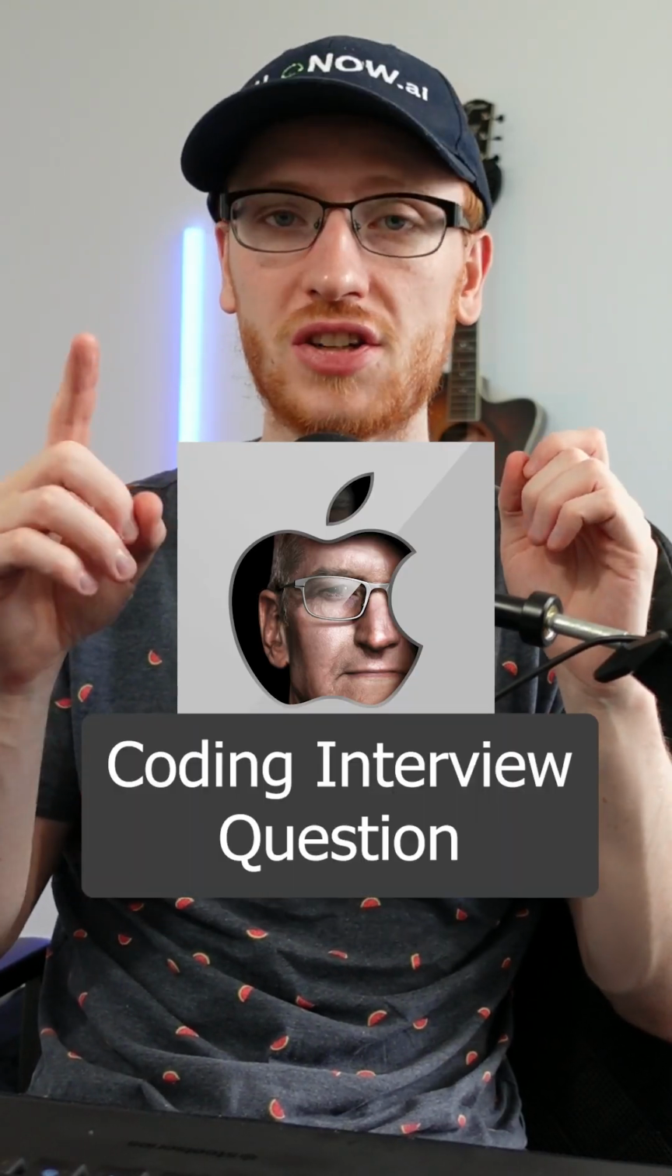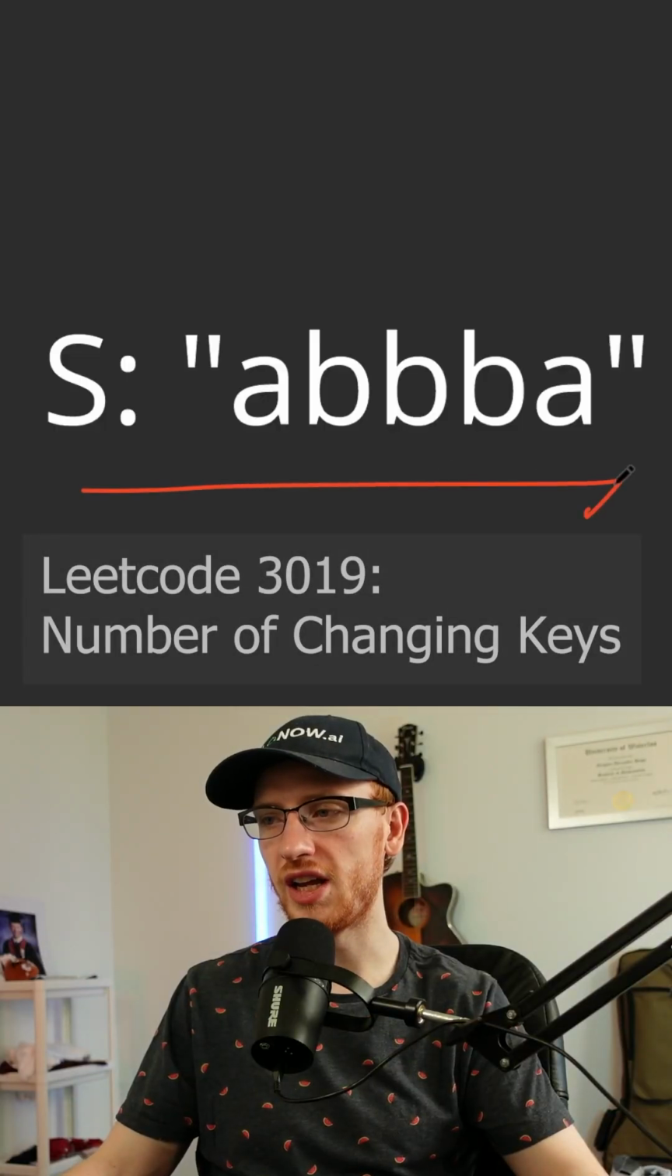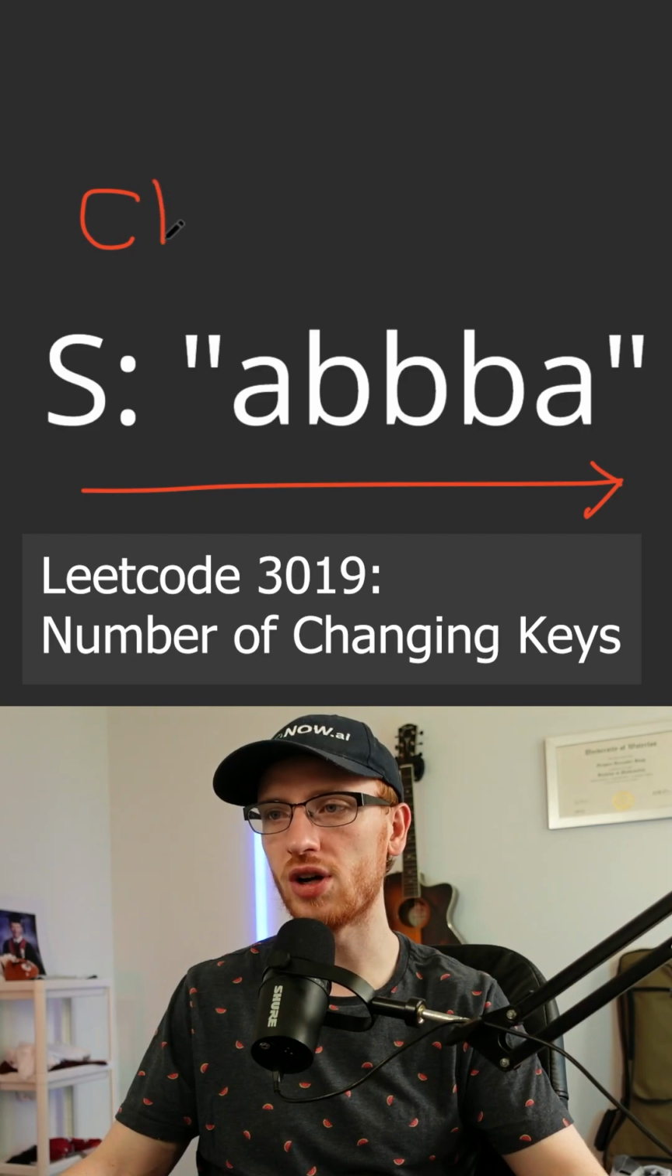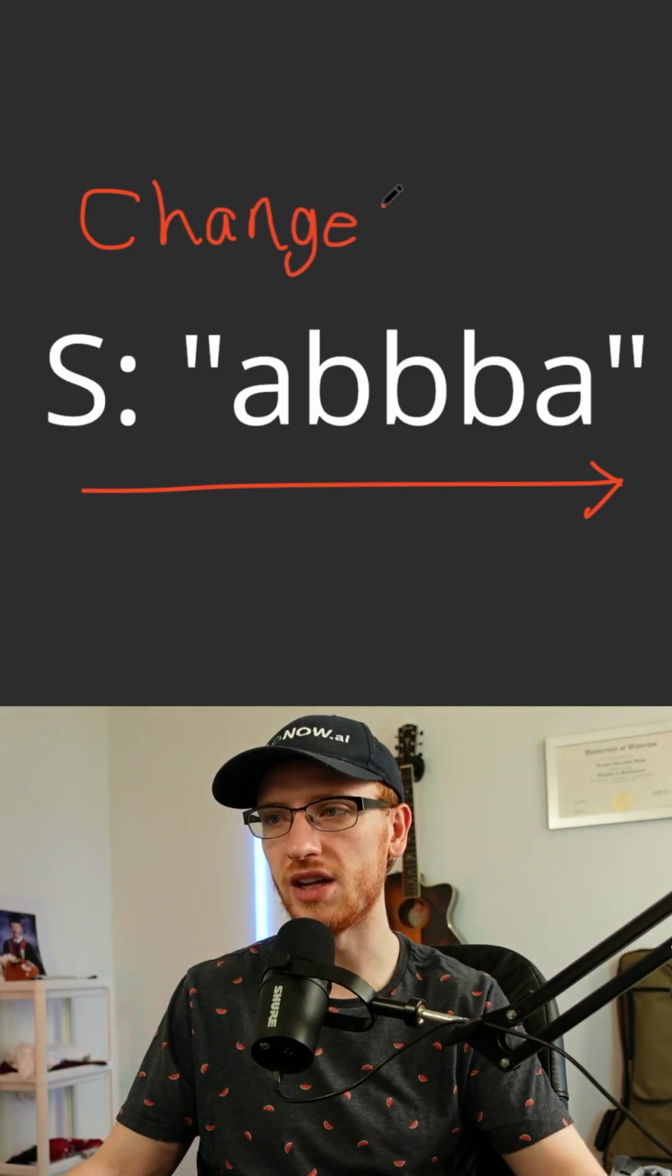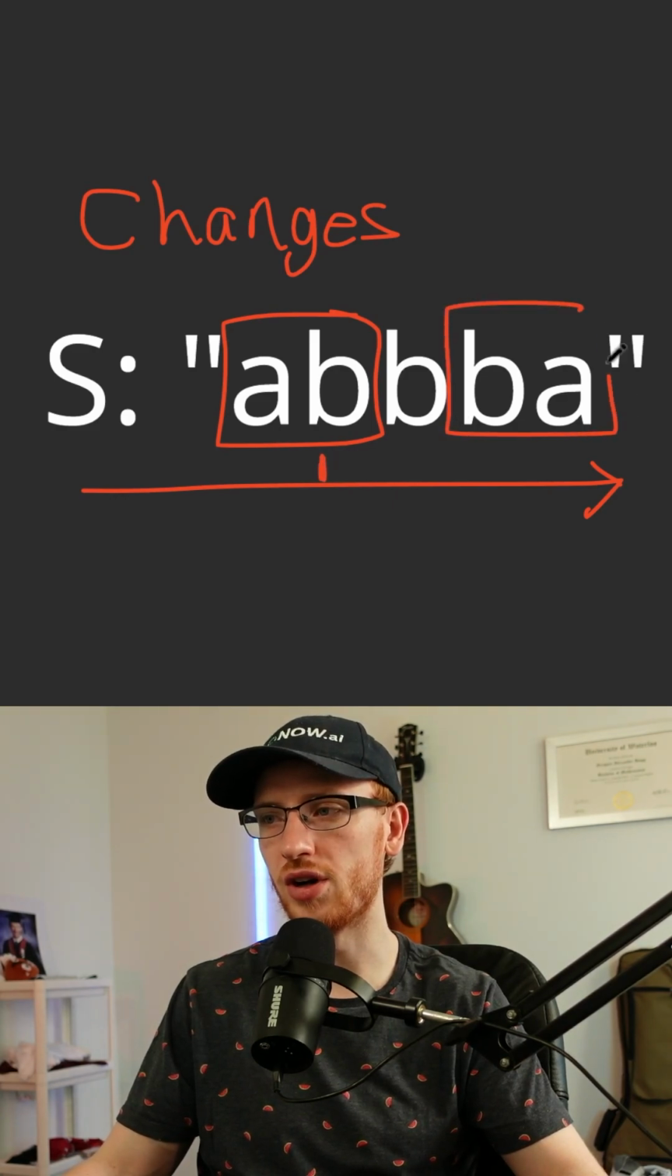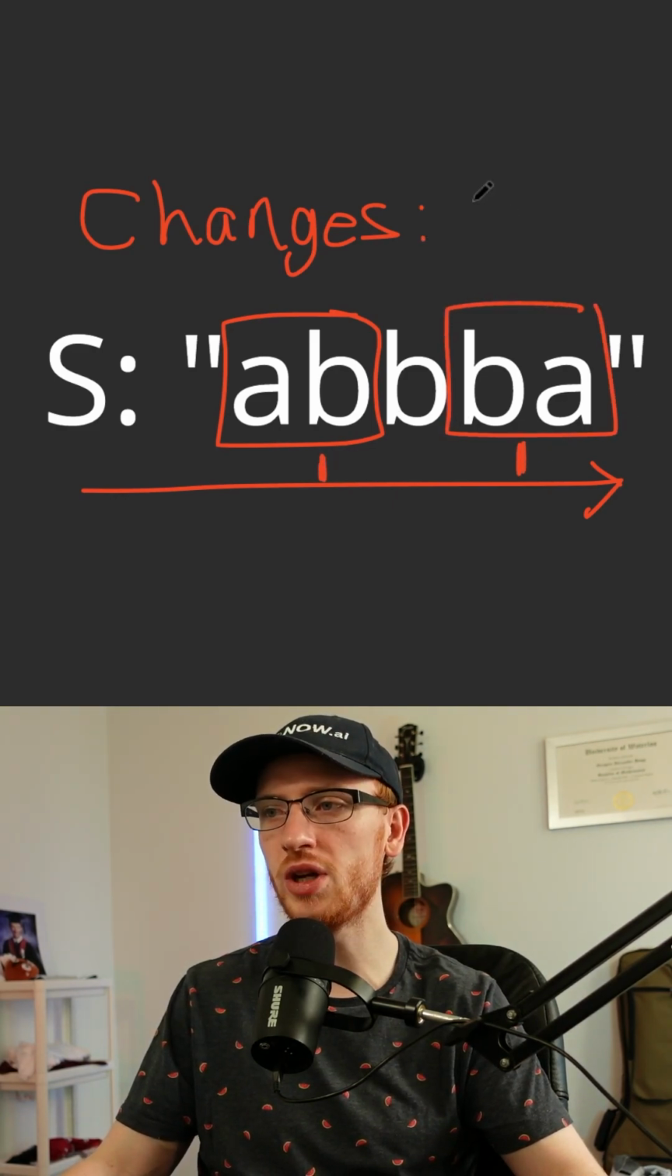Apple just asked an awesome coding question. We're given as input a string s, and we need to return the number of character changes that we made. So what that means is here we went from A's to B's, that's one change. This is another one from B's to A's, that's another change. So we would return two.